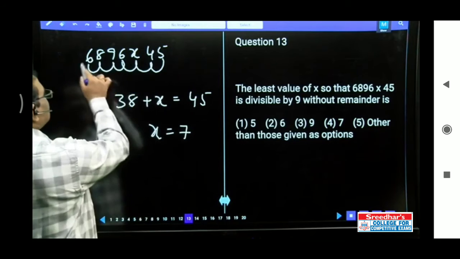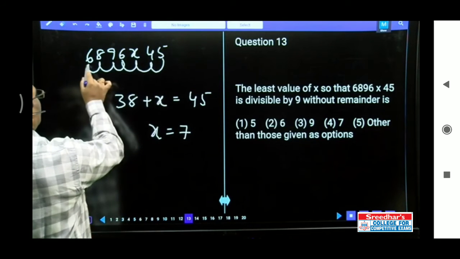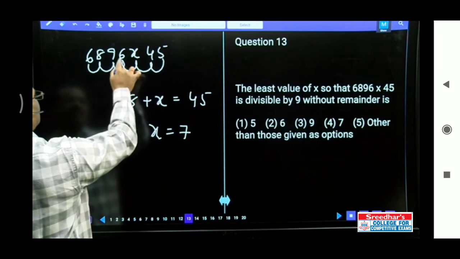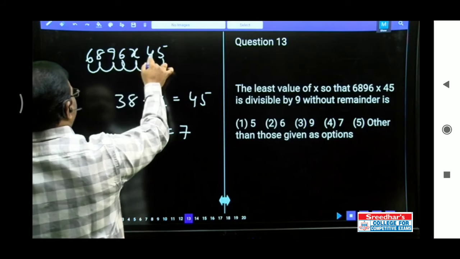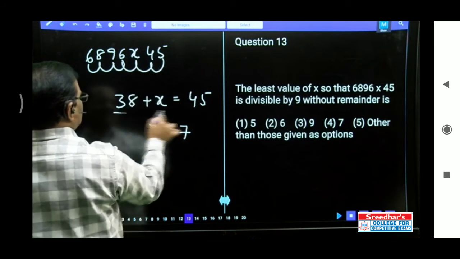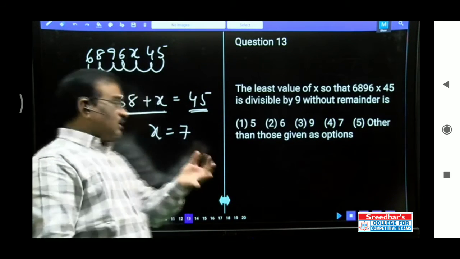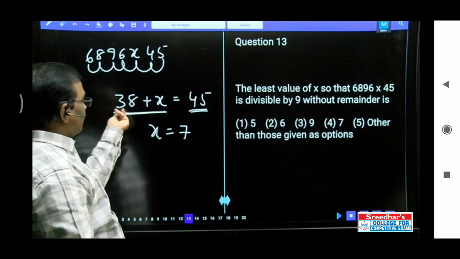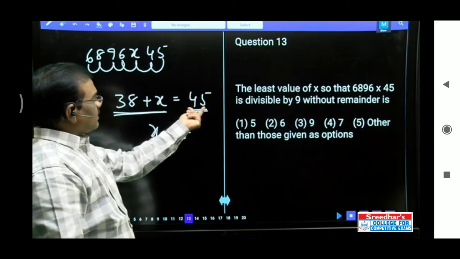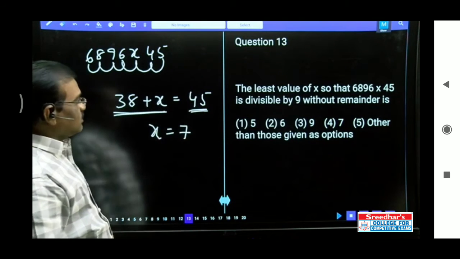ఒకసారి మళ్ళీ చూడండి. Sum of the digits is divisible by 9 అవ్వాలి. 6 plus 8 14 plus 9 23 plus 6 29 plus 4 33 plus 5 38 plus x, this summation is multiple of 9 కావాలి. 9 multiple అంటే 9, 18, 27, 36 కూడా దాటి కావాలి ఎందుకంటే 38 ఆల్రెడీ ఇక్కడ ఎగ్జిస్ట్ అయింది మనకి. అంటే 9 multiple after 38 కావాలి. 9 multiple after 38 is 45 కి ఈక్వేట్ చేస్తే x is equal to 7.